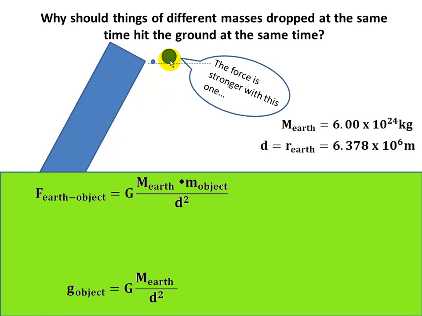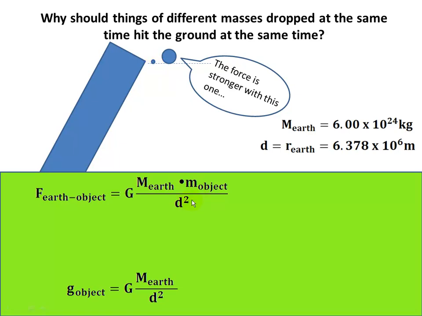And this makes sense. According to Newton's law of gravity, the bigger the mass of that object, okay, of course the mass of the Earth is constant here, right? But the bigger the mass of the object, the stronger the force of attraction between the Earth and the object. So this makes sense. If you put a bowling ball on a scale, it'll read a bigger weight, a bigger force, than if you put a golf ball on a scale.